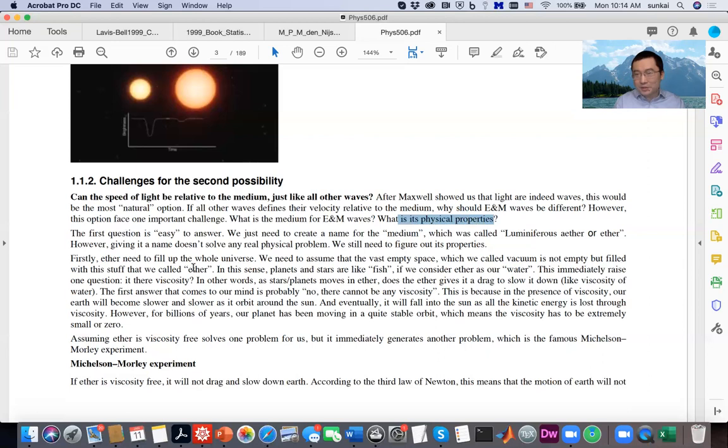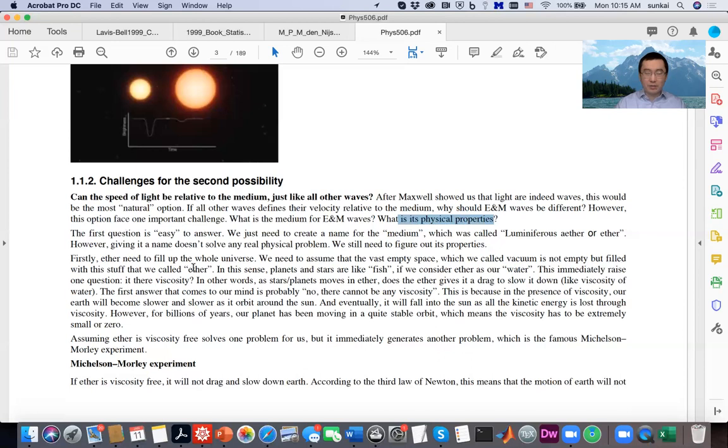Okay, so that is actually already suspicious. We know that it's very hard to create a superfluid, and a superfluid everywhere looks suspicious. And more importantly, if we assume the ether is viscosity free, then it immediately comes to a contradiction with a very important experiment. That's the Michelson Morley experiment.